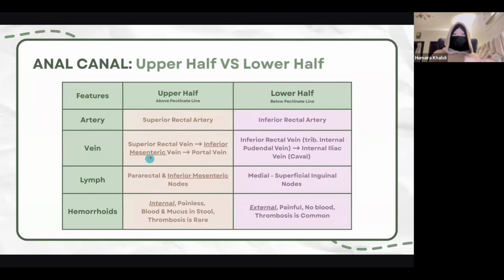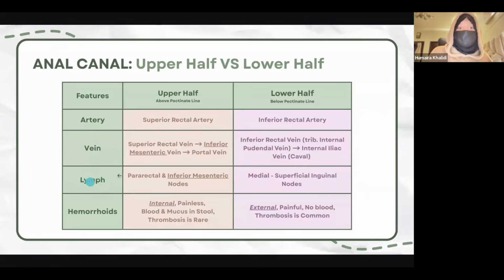Veins. Now, the superior rectal vein drains into the inferior mesenteric vein, which further drains into the portal vein. The lower half, inferior rectal vein, again superior, inferior, lower, is a tributary of the internal pudendal vein, which you have to remember, this is repeated. And it drains into the internal iliac vein, which then drains into the inferior vena cava.